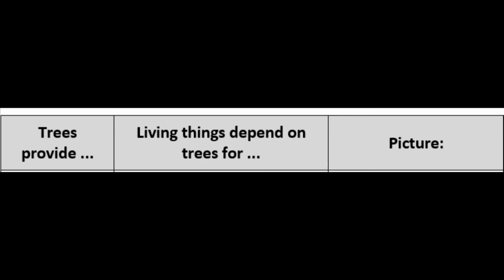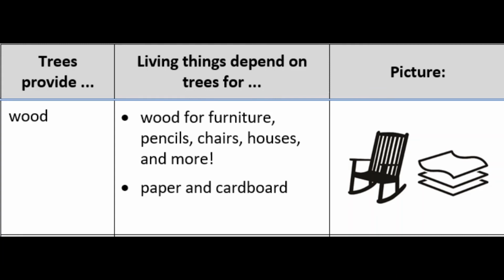So here are the headings for the graphic organizer that we'll use. First we have what the tree provides. We'll write that here. Next we have what living things depend on the trees for. Lastly, we'll put a picture of what the tree provides and what the living things depend on the tree for. Okay, let's get started. I'll go first.